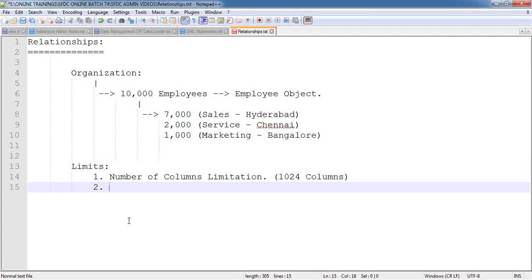To store that whole information, we need to create so many columns. At that time, the database won't allow you to create more columns inside a table. It will allow you to create a maximum of 1024 columns only, not more than that. Now, this is the first problem.